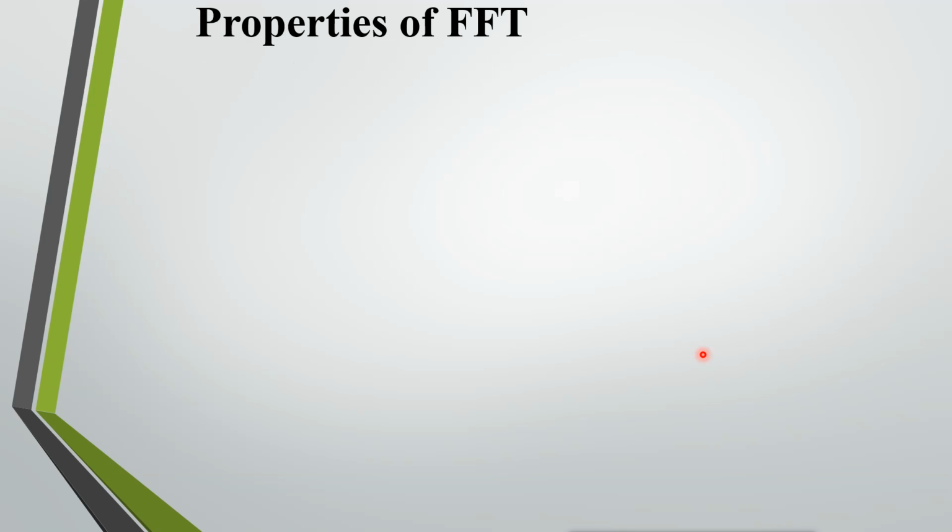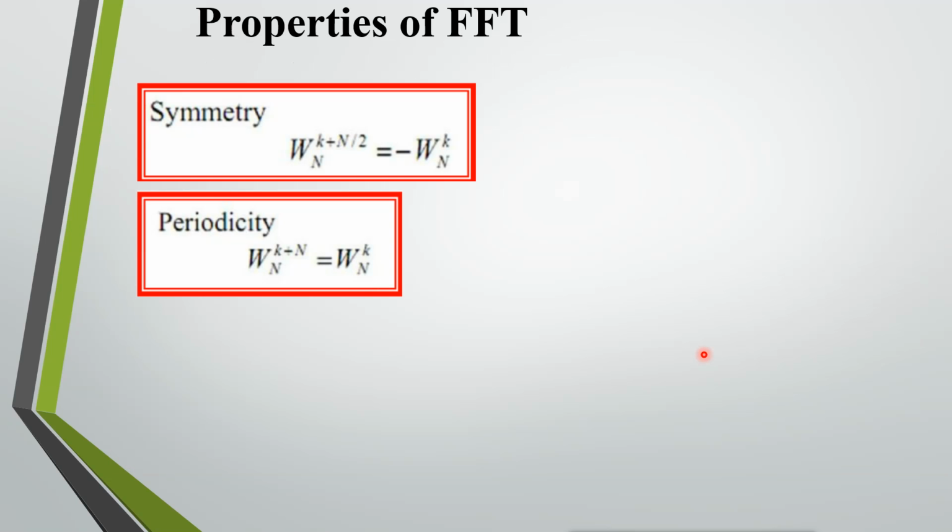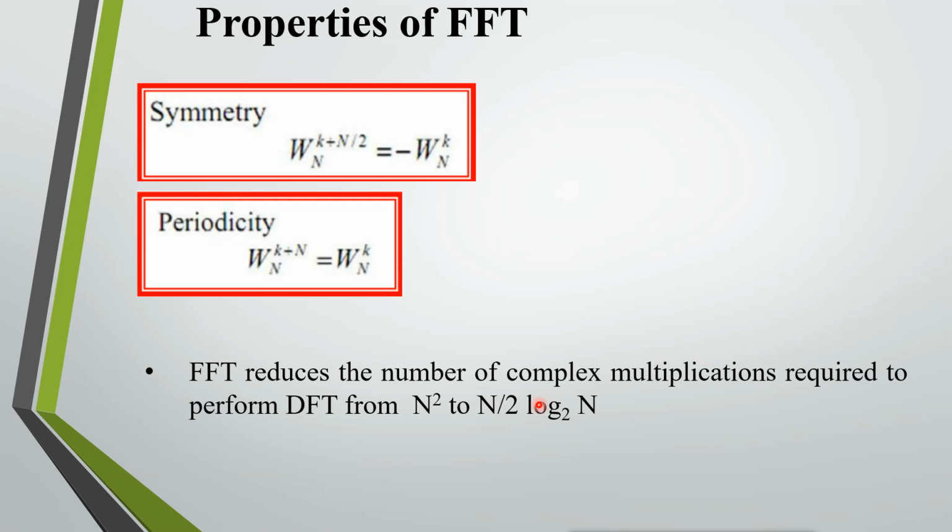Properties of fast Fourier transform. Two important properties. One is symmetry and the second one is periodicity property. FFT reduces the number of complex multiplications required to perform DFT from N square to N by 2 log base 2 N. We'll just see the proof. Symmetry property.